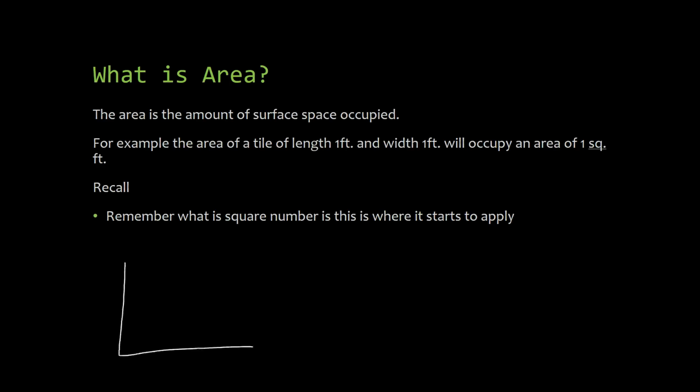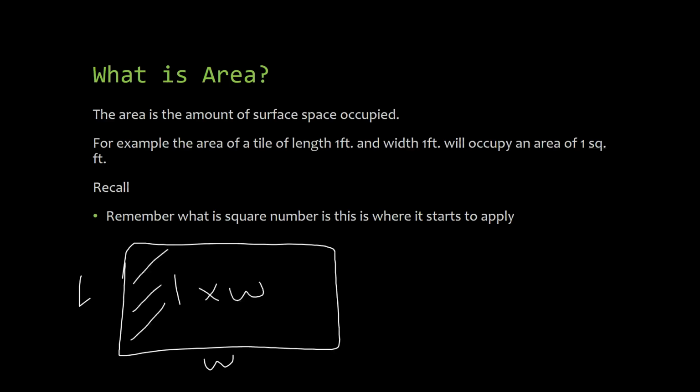So for instance, if I want to find the amount of space occupied inside of this, I would need the length and I would need the width, and I would simply take the length multiplied by the width, and it would give me the area inside of this square. In other words, it will tell me the amount of surface space that I have occupied. Now remember what we did previously when we dealt with square numbers. This is where square numbers start becoming applied. Notice the unit of area when you have lengths in feet and width in feet. You will have an area of square feet.